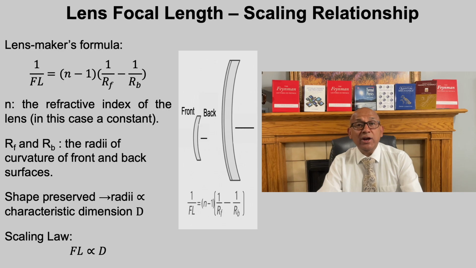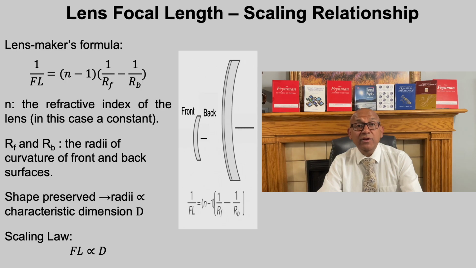Next, let us look at how focal length scales with size. The relationship is described by the lens maker's formula. 1 over the focal length equals the refractive index minus 1 multiplied by the difference of the inverse of the front and back radii of curvature. Here n is the refractive index of the lens material, which we assume stays constant, and Rf and Rb are the radii of curvature of the front and back surface of the lens.